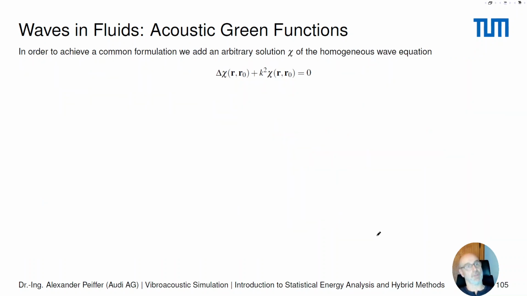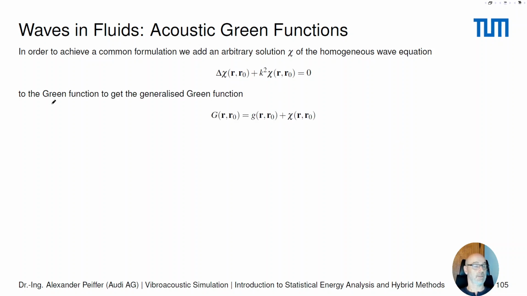Good, so far for the classical simple Green function, but this is not enough because we need some freedom in the choice of our Green function. And this is done by adding any additional solution of the homogeneous wave equation. This is okay because the homogeneous wave equation is always zero. That means we can add it to any existing Green function. And this is what we do.